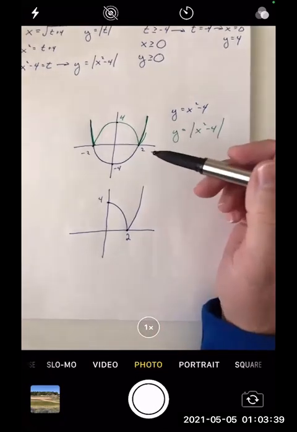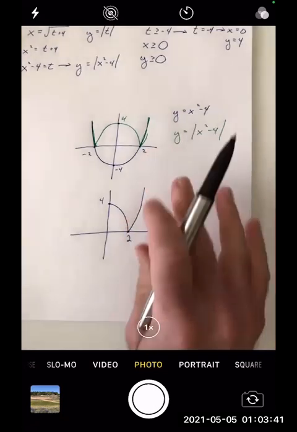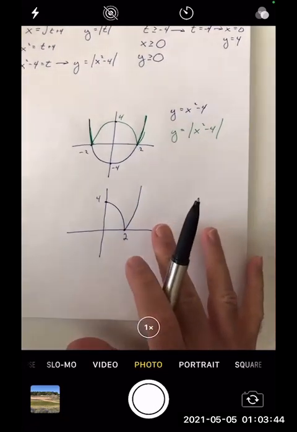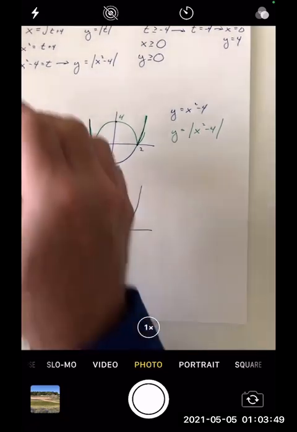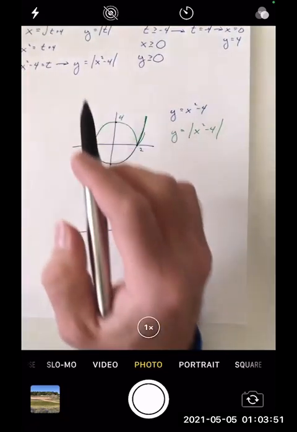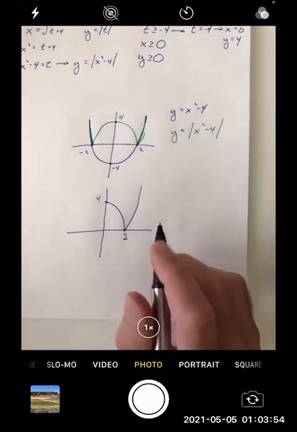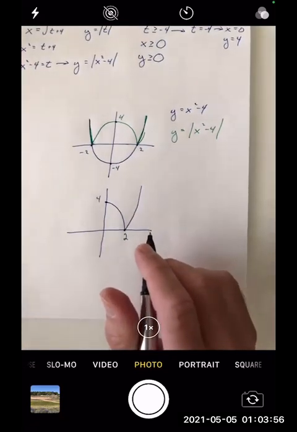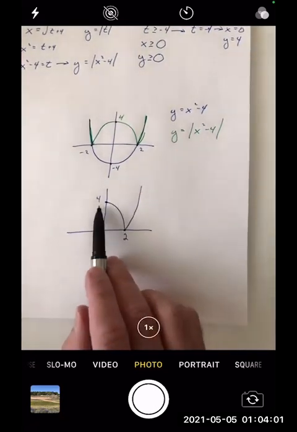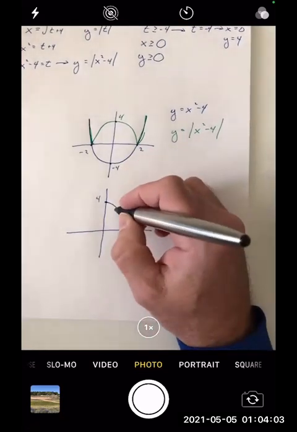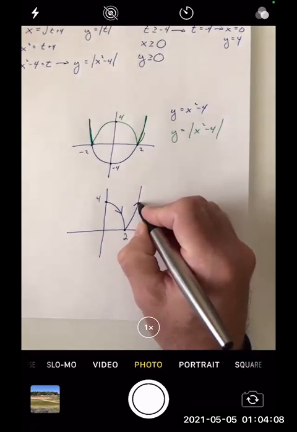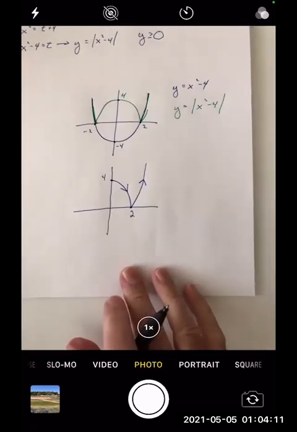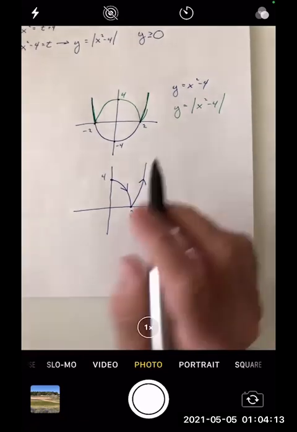And now you've got to do the orientation. So as t gets larger and larger, what happens with x? Is it getting bigger and bigger, or is it getting smaller and smaller? Bigger and bigger. So if you were going to walk the curve, you would be headed off to the right. So stick your 2 arrows in like that.